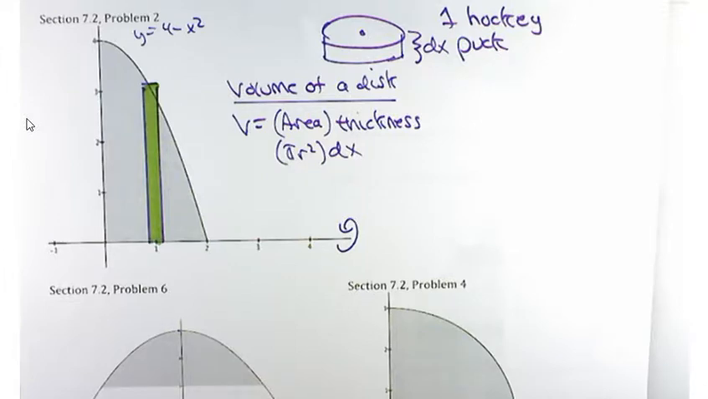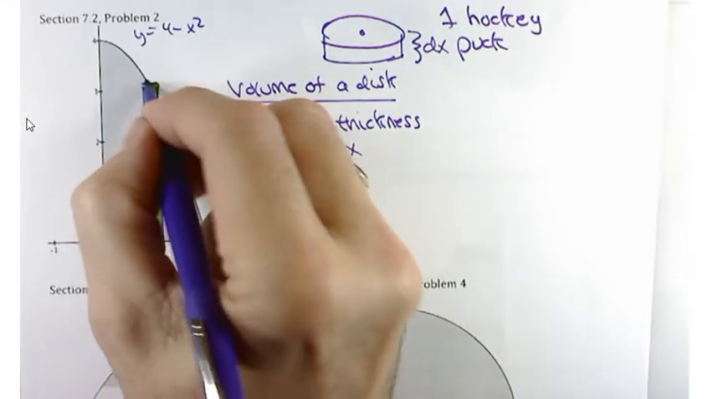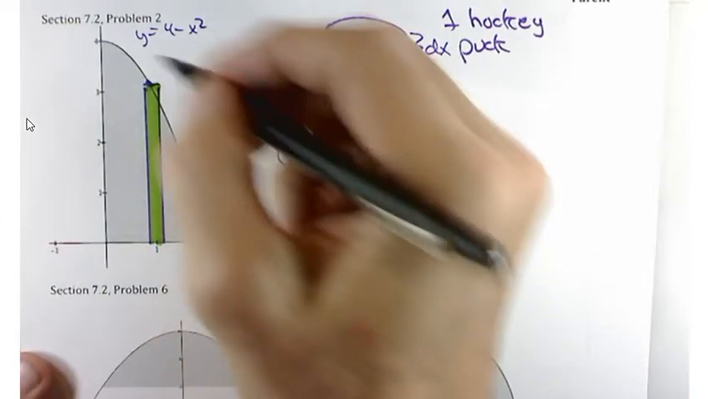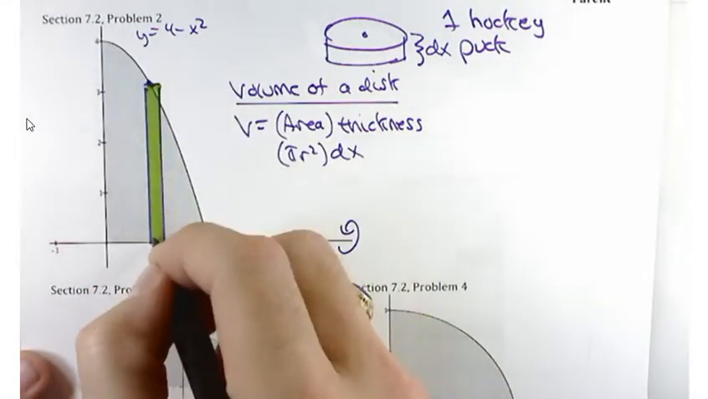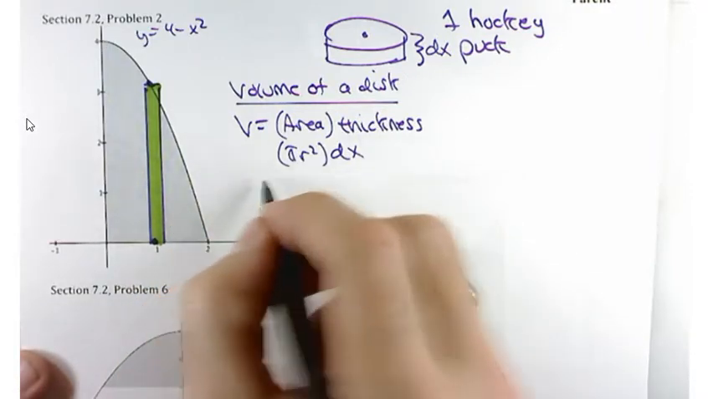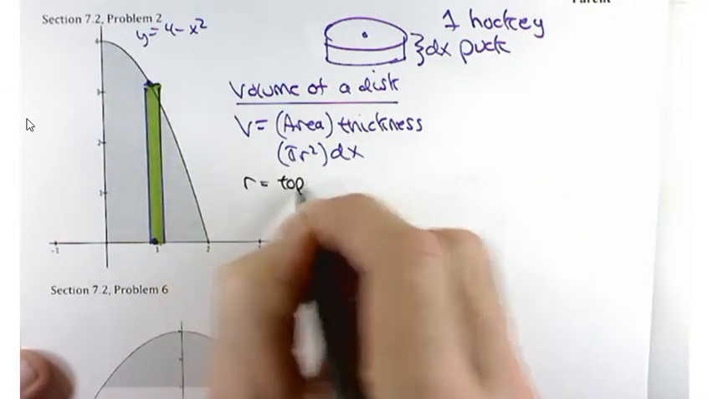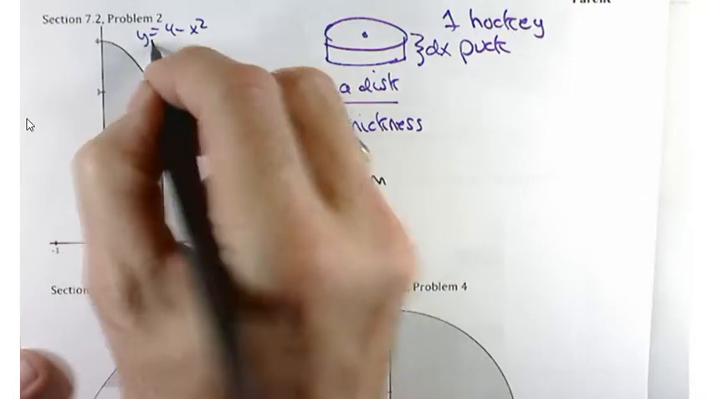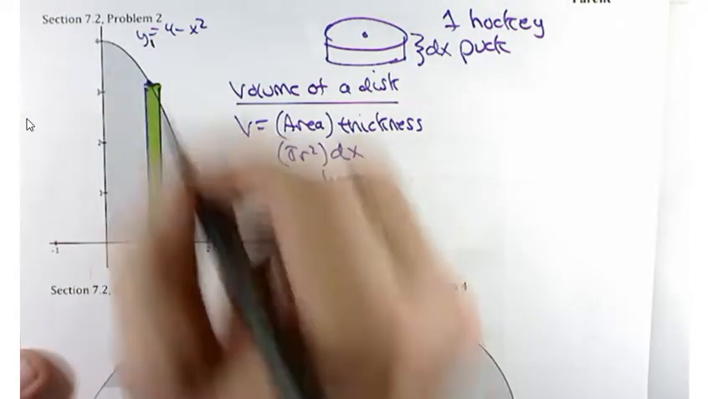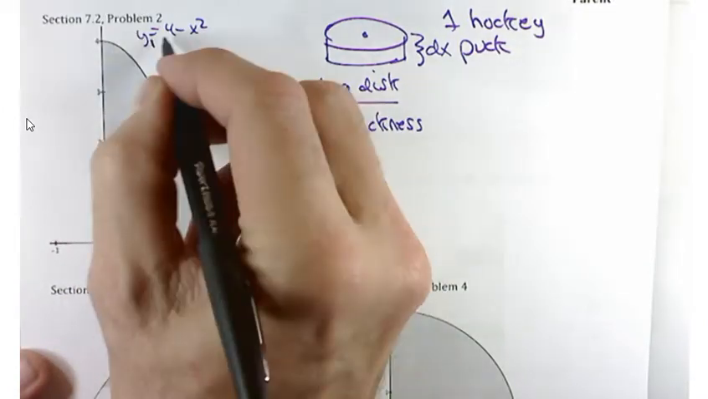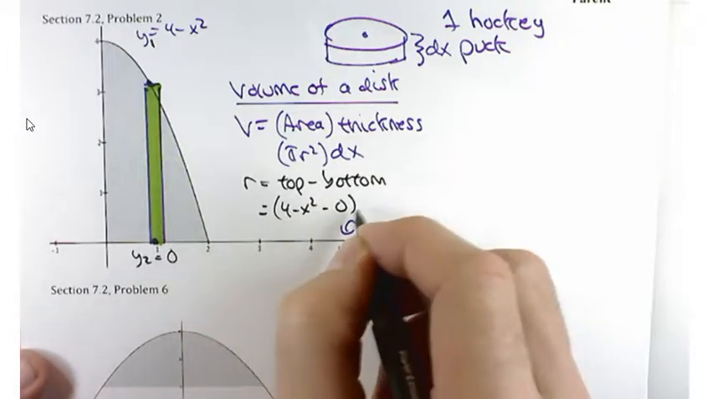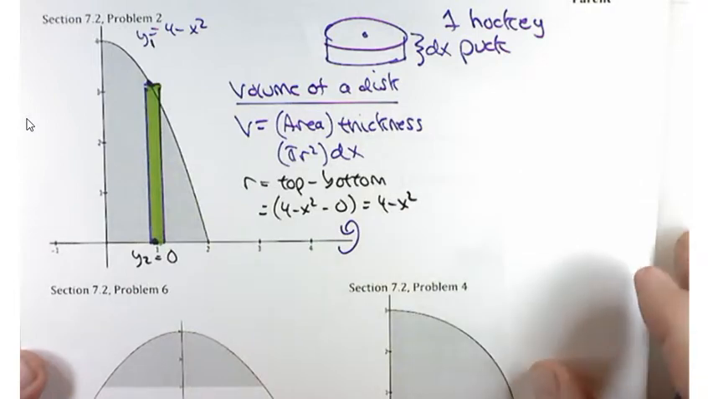What's that radial distance? So it's important that we get this thing right. And I'm going to do some things that, again, are a little bit of a setup for stuff we're going to do later on. So that radial distance is going to be the top minus the bottom. So the radius is top minus bottom. If you wanted to, you could call this y1 and y2. y1 is this function, y2 is this one. But top minus bottom is 4 minus x squared minus 0. So that's our radius. It's 4 minus x squared.